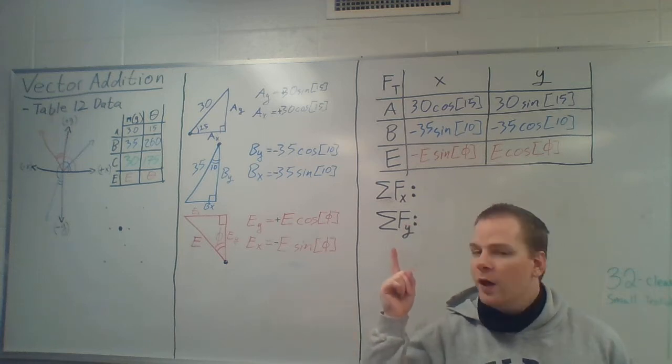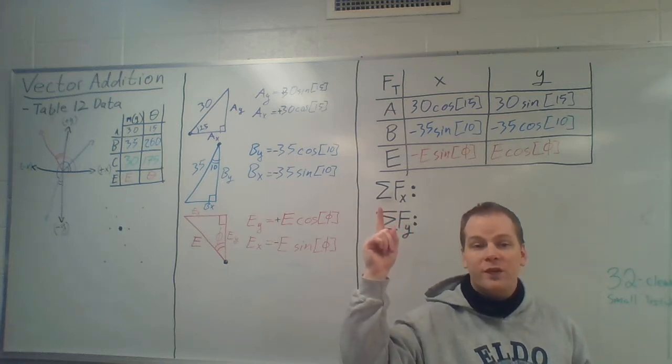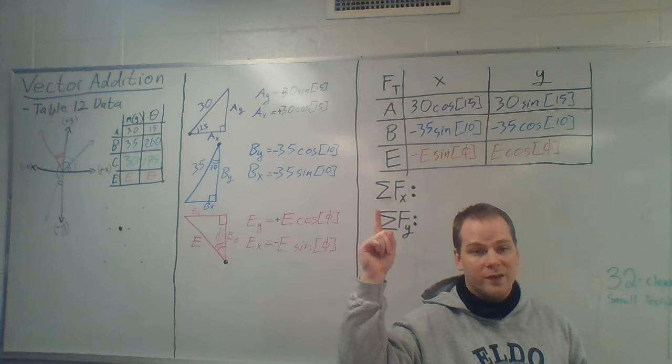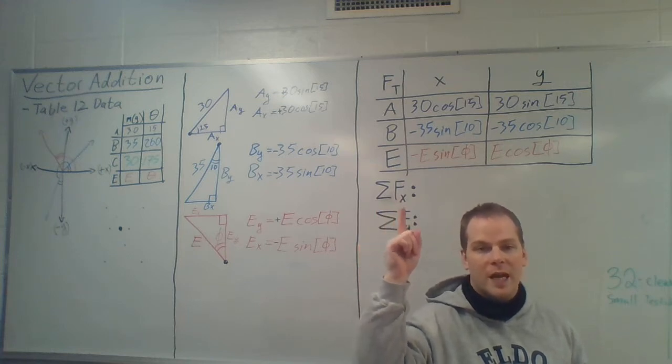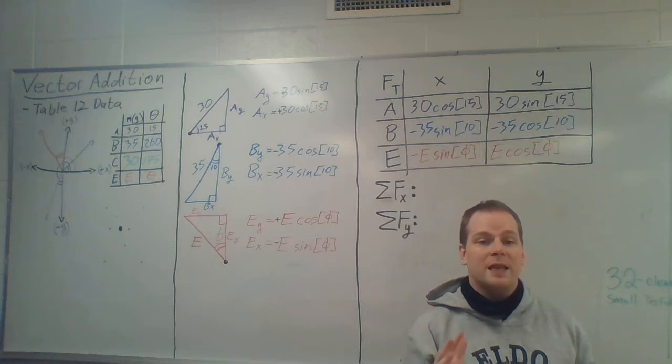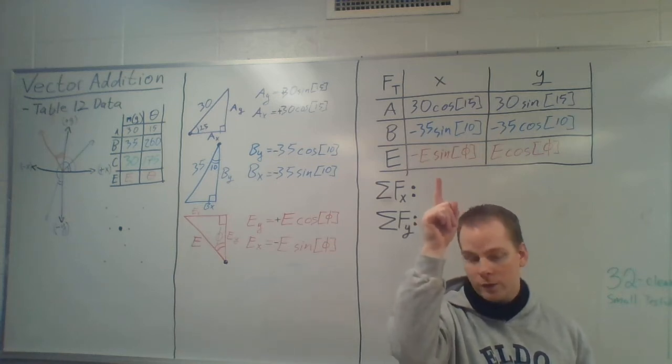Now, this is a Greek letter sigma. We use it to represent sum of. So this is the sum of forces in the x dimension. To get that, we just add up these 3 equations.